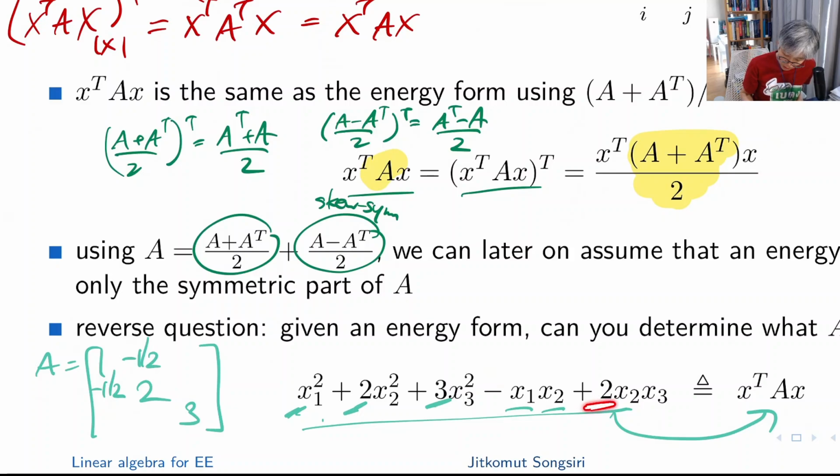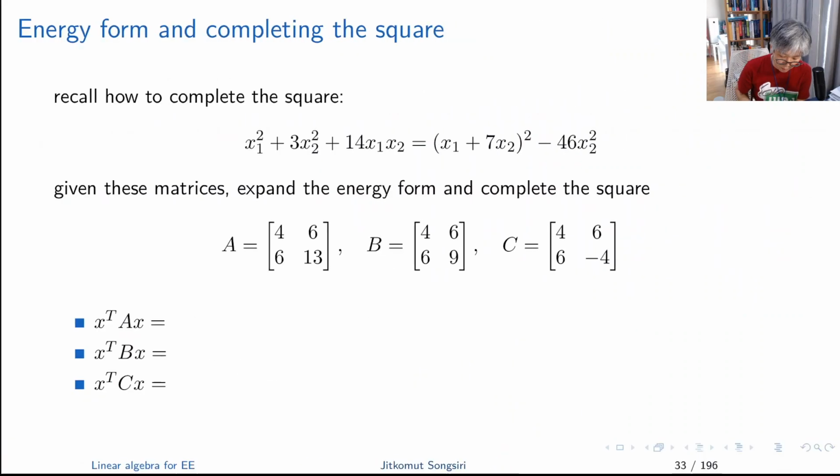From this coefficient, it's going to be the 2, 3 position. So it's plus 2, and you split it into 1 and 1. And there is no cross term between x1 and x3, so that's why the 1, 3 element of A is 0. And this is how you convert it.